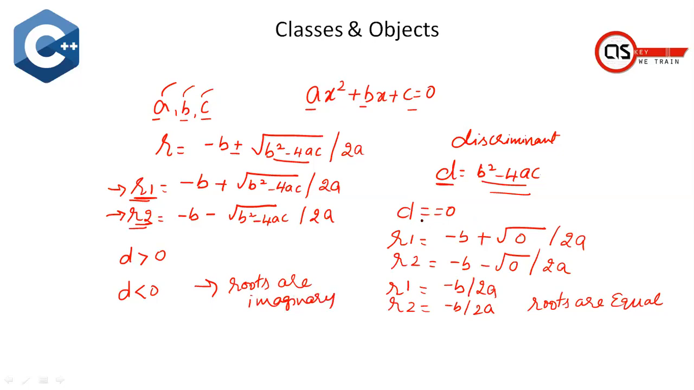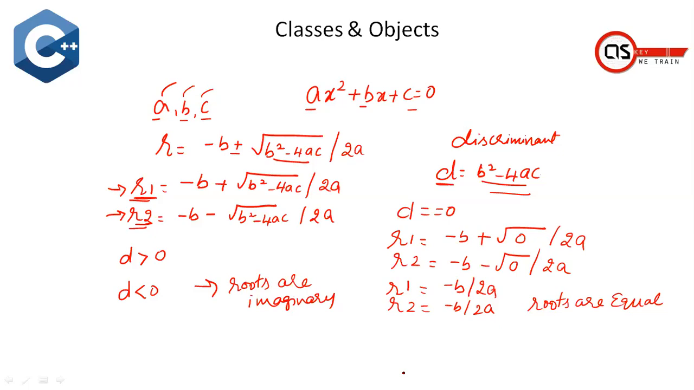When d equals 0, then I'm supposed to calculate R1 and R2, where in this case the roots will be equal. If d is greater than 0, then we are supposed to calculate R1 and R2 and print the real roots. So these are your real roots, R1 and R2. And if d is less than 0, then our roots have to be printed as imaginary.